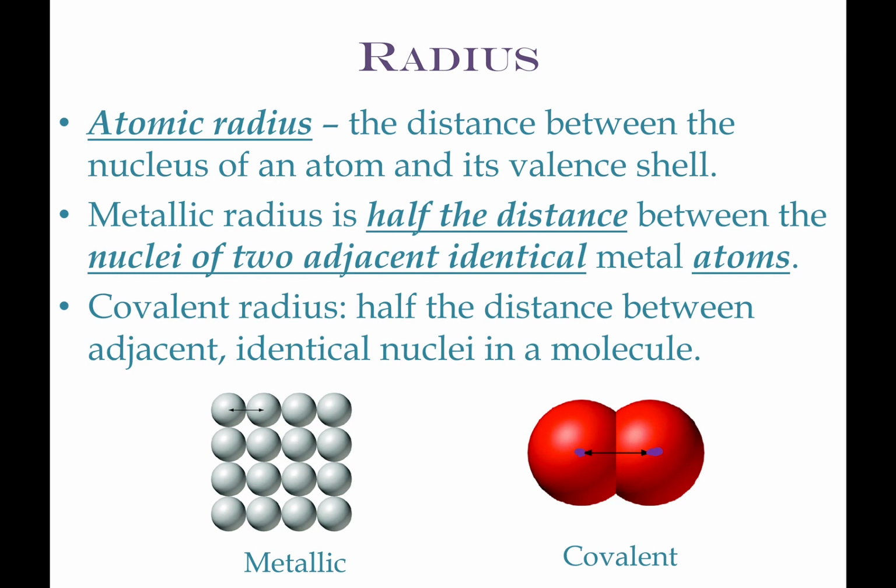Metallic radius is the same thing, but with metals. So we just take the distance between these two nuclei, and we divide by 2. Covalent is just half the distance between covalent compounds. It's exactly the same, we just have a different type of element.